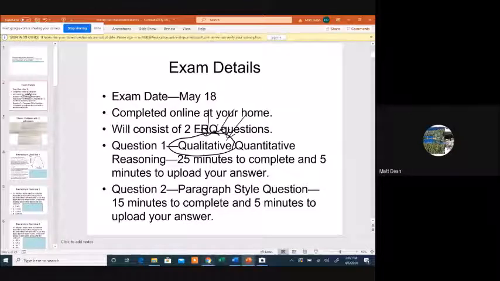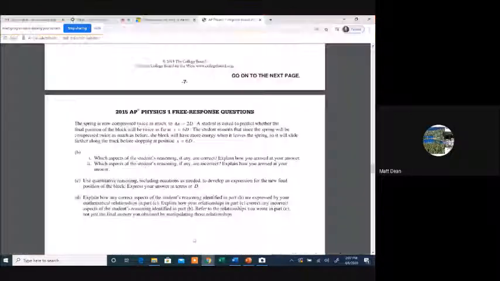So if I go back to that question for just a second, notice in part B, they want you to talk about the student's reasoning. What was right? What was not right? That's the qualitative part of the question. And then if you go down and look at part C, use quantitative reasoning. So that's numerical reasoning including equations and variables. That's what they want you to talk about in C. And then D is a little of both put together.